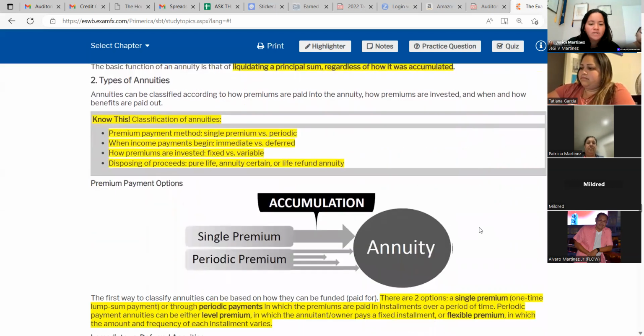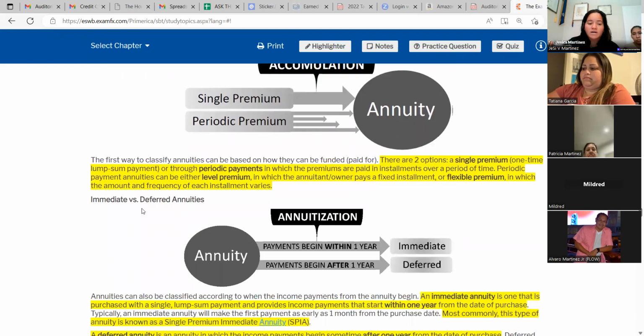So types of annuities, you have single premium or periodic premium. Just like when you were thinking about life insurance and we said single premium, you paid everything in one payment. So if you do a single premium, you're always going to accumulate faster because everything is in there. Then you have periodic payments, in which the premiums are paid in installments, right? So immediate versus deferred annuities. With an immediate annuity, the payments begin within 1 year, and with deferred, the payments begin after 1 year.